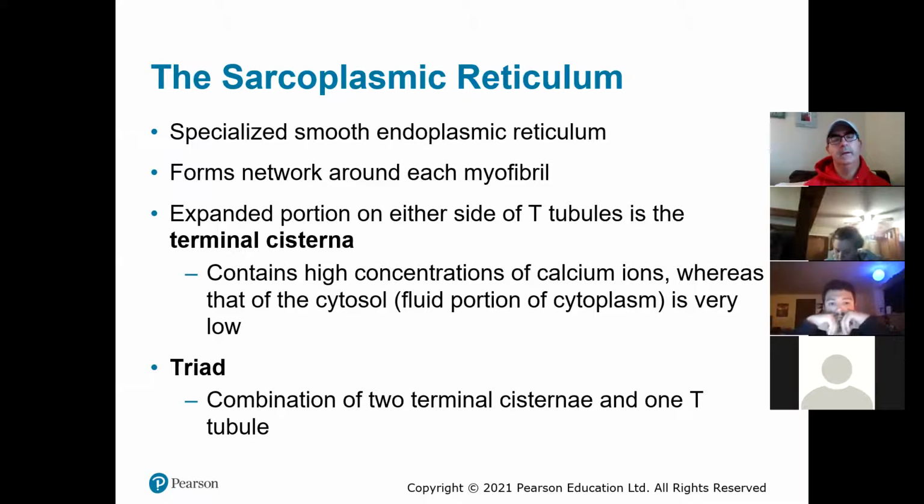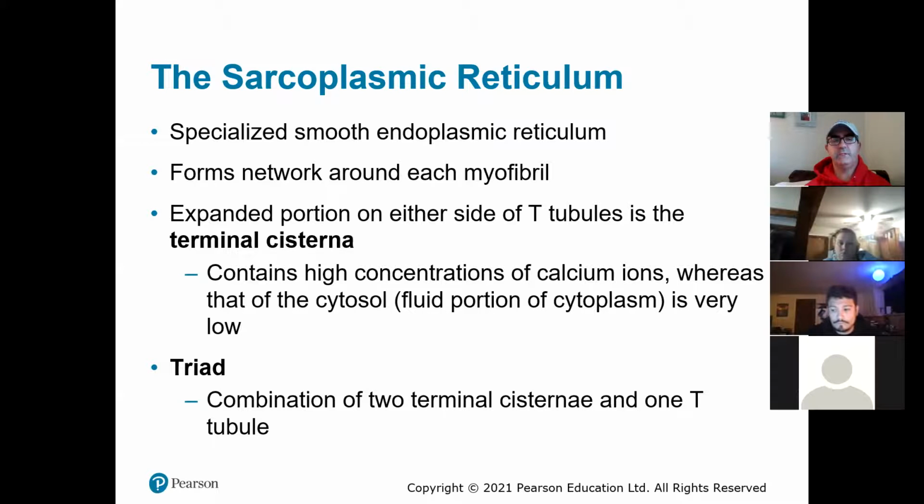So now we get to, and this is all hopefully going to come together in a few minutes, a specialized smooth ER, right? So cells have smooth ER, and it's there to make lipids, and it's there to kind of finalize the shape on certain proteins. Well, around each myofibril, you have a network of sarcoplasmic reticulum. Instead of ER, it's SR, sarcoplasmic reticulum.